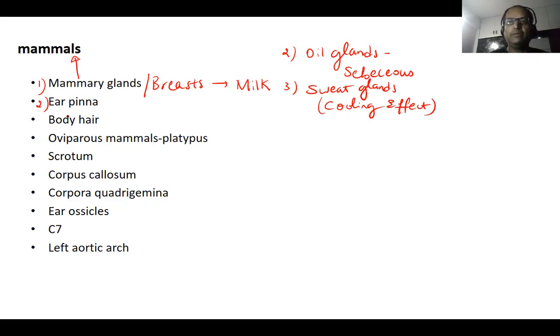The external ear pinna will be there. The ear pinna receives the sound waves, and further the sound waves get into the middle ear and then the internal ear. So the ear pinna will be there, but again, not all the animals of the mammals have an ear pinna. Some exceptional cases are there. Once again, oviparous mammals won't have an ear pinna. So I can write here, oviparous mammals are exceptional.